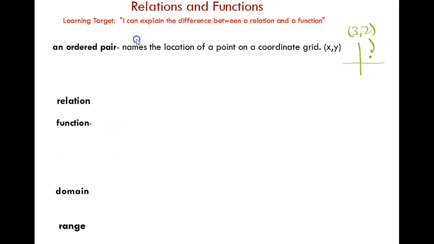A relation. Here's where we get into the meat of what today is about. A relation is very simple. It's a set of ordered pairs. And at first that sounds a little more simple than it really is. A line can be a relation. It's a set of ordered pairs, every coordinate on a line.